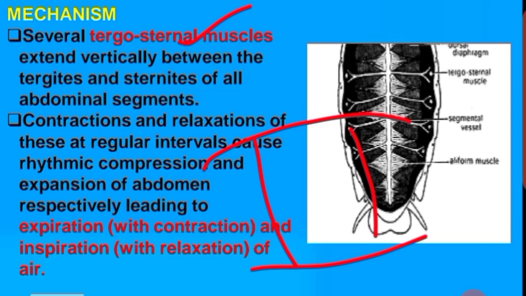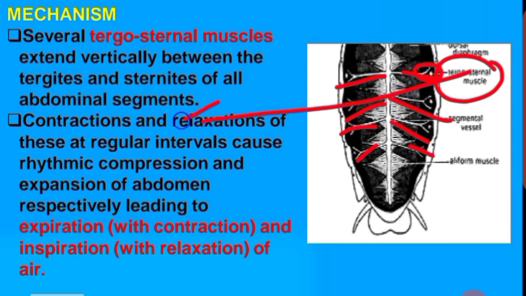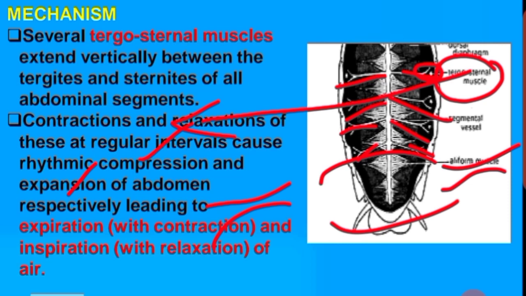Each and every abdominal segment has pterygosternal muscles. See the picture? These are the pterygosternal muscles. Tergum and sternum are interconnected by a vertical muscle called the pterygosternal muscle. Contraction and relaxation of the pterygosternal muscle at regular intervals cause compression and expansion. Compression is known as contraction. Expansion is known as dilation.